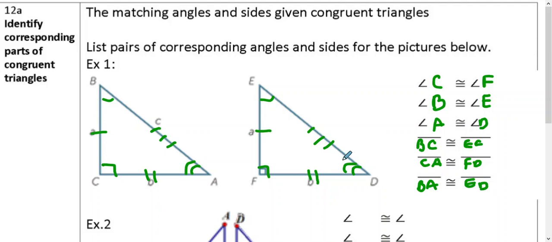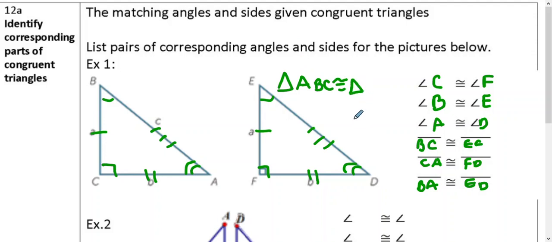side ED. We want to write a congruent statement for our two triangles. If we were to start with the first triangle, we could name that either triangle ABC, CAB, or BCA. Actually, why don't we call it ABC? That seems to make a little bit more sense to us, doesn't it? ABC. And it's going to be congruent to triangle.